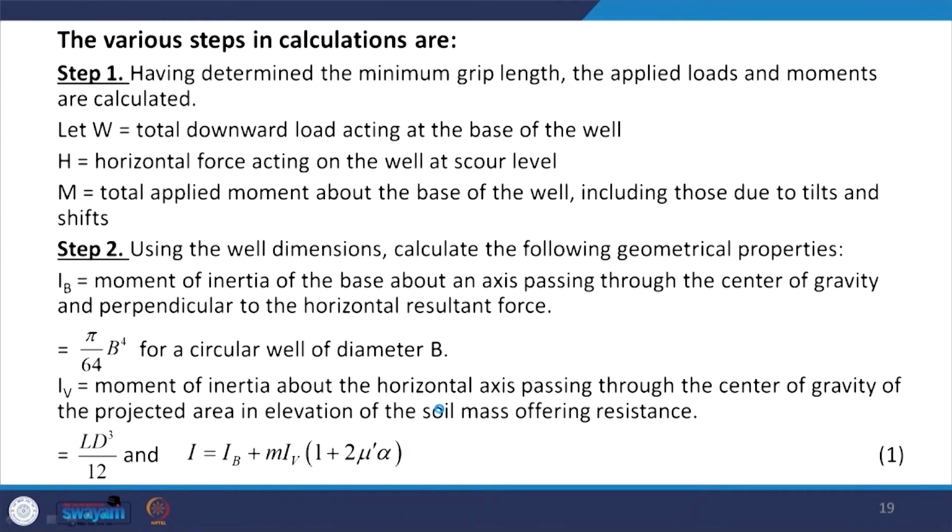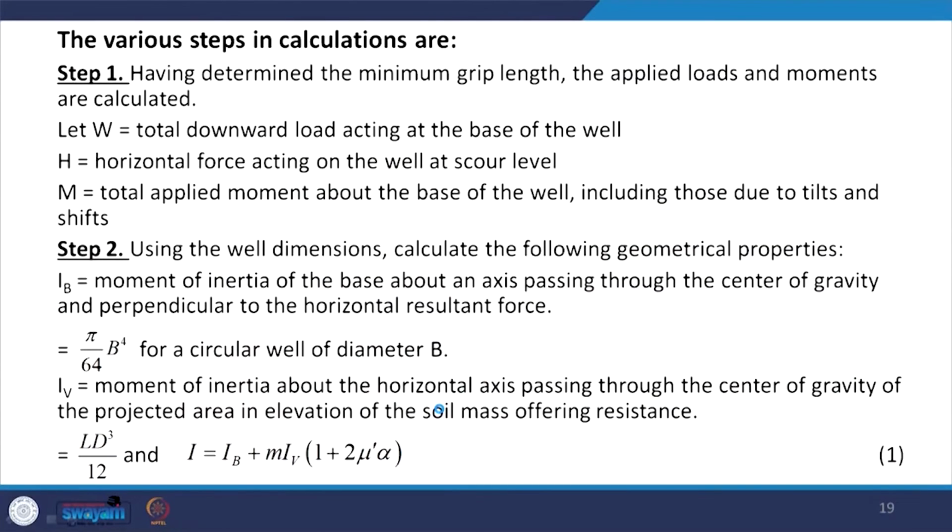So, H here is not height, rather H is the horizontal force acting here, and M is the total applied moment about the base of the well, including those due to tilts and shifts. So, you have three forces: one vertical, one horizontal and one moment. These are the forces which may be known, coming on the well from the piers.